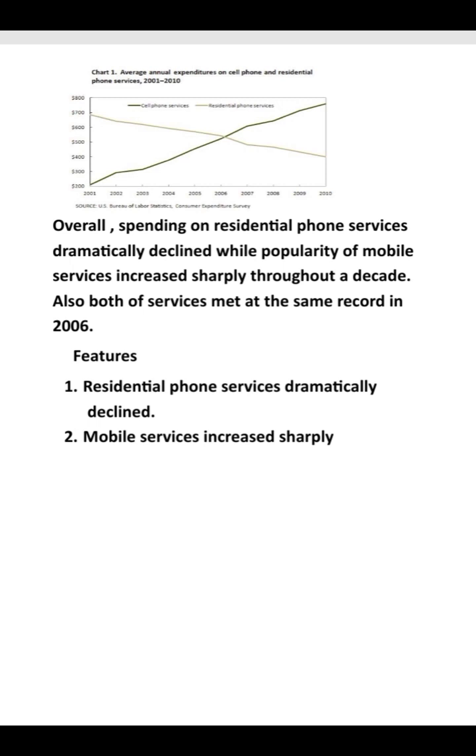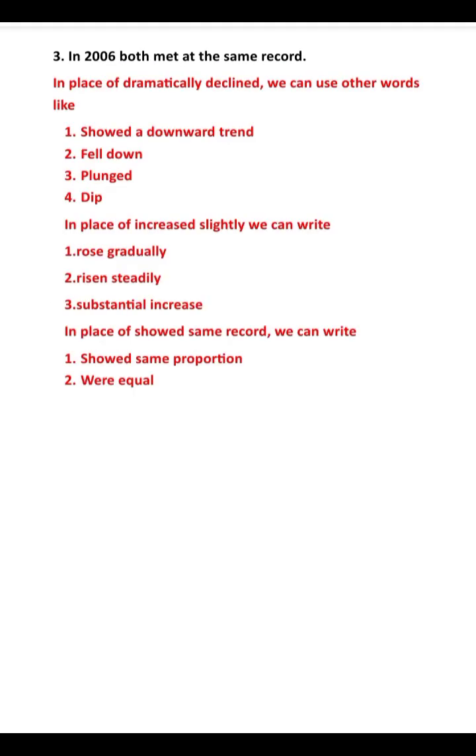It is our overview. Now let's see the features. Features are not essential to write, but to make you understand, I have written the features, and you can also write features before writing the overview to make the overview easy. First of all, residential phone services dramatically declined. Second, mobile services increased sharply. Third, in 2006, both were at the same record.